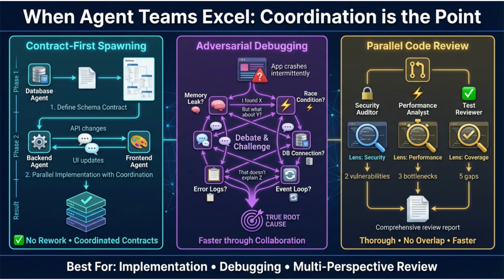Multi-perspective code review. Spawn a security auditor, performance analyst, and test coverage reviewer. Same pull request, different lenses. Security finds vulnerabilities. Performance identifies bottlenecks. Test finds coverage gaps. Separate agents means no overlap, no bias. Thorough, multi-dimensional review in parallel.